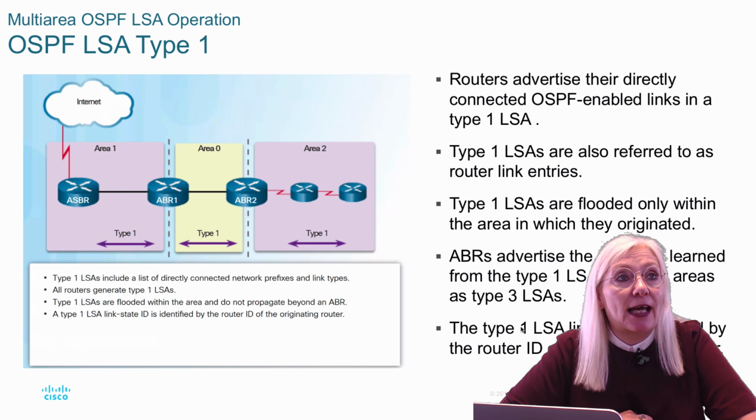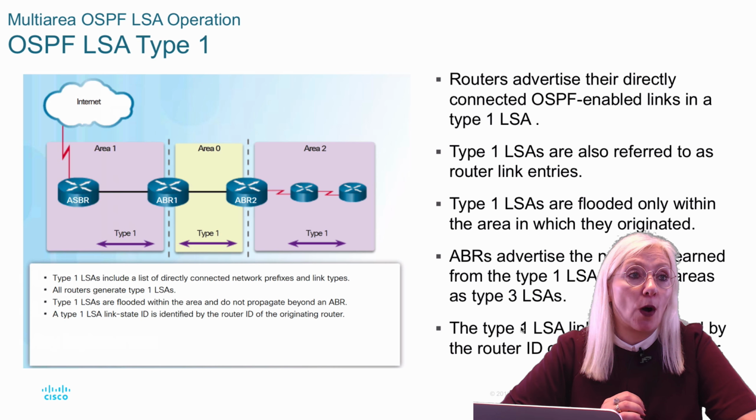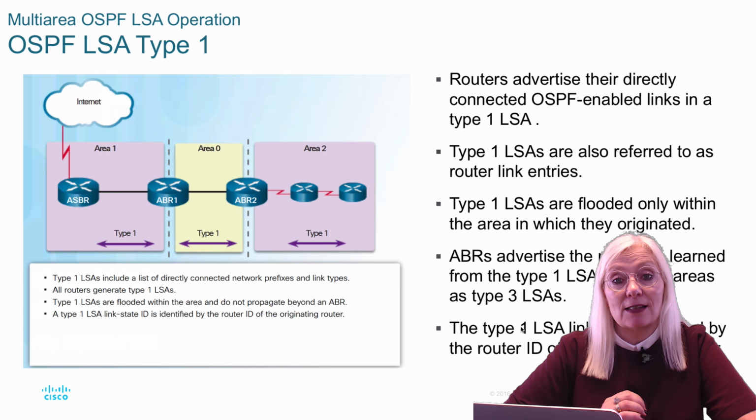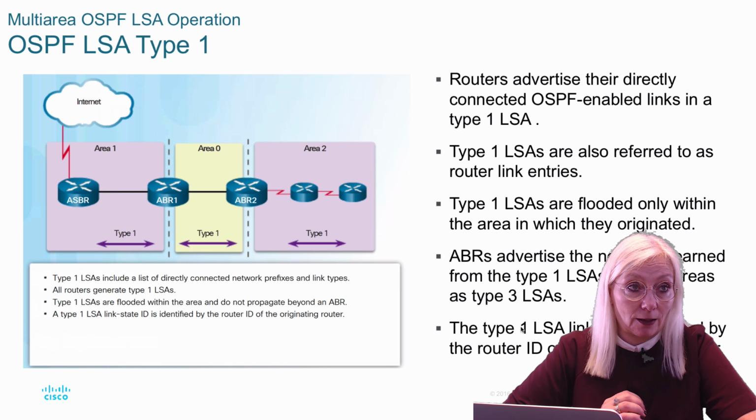And we can see that the type 1 LSA includes a list of directly connected networks and their prefix and link types. So all routers generate a type 1 LSA. Type 1 LSAs are flooded within an area and do not propagate beyond the ABR. So this is the update that's sent about the networks within the same area.